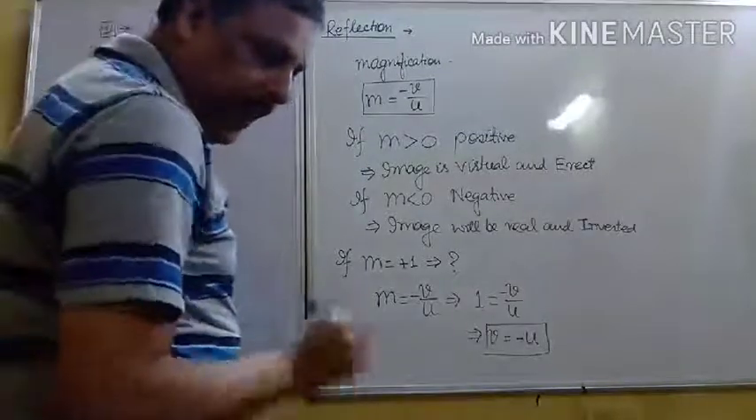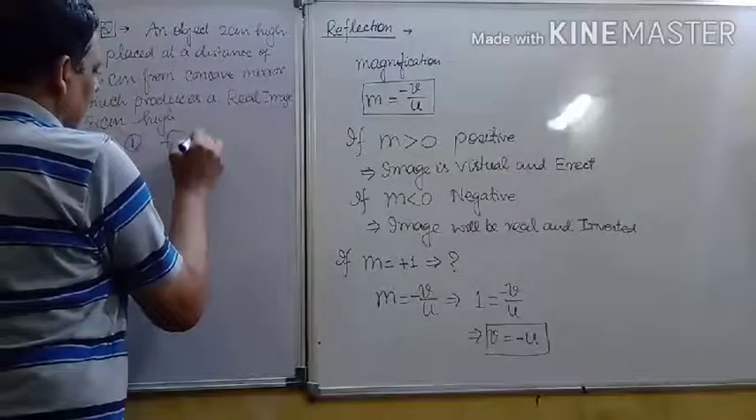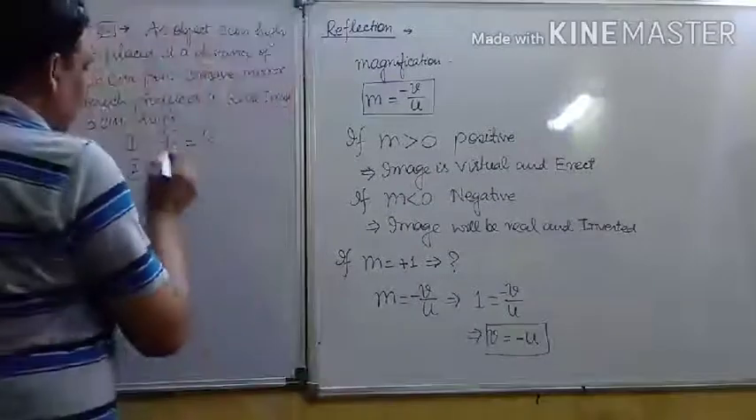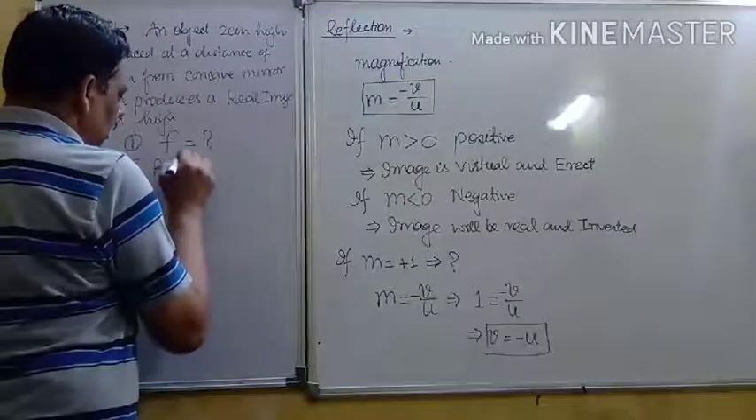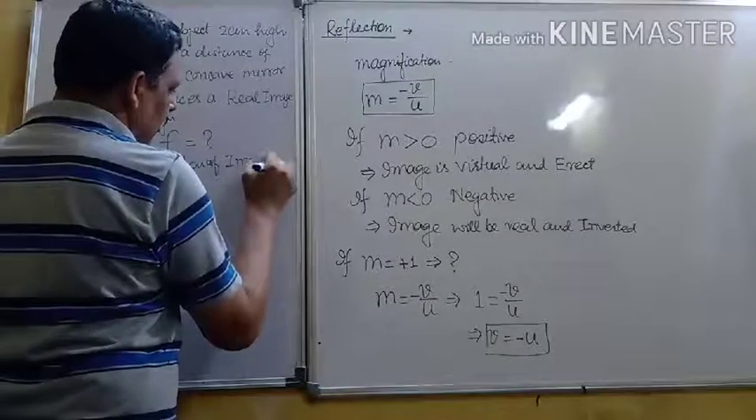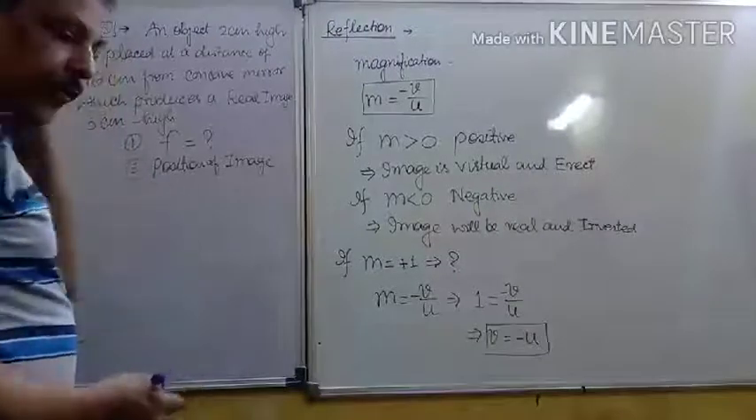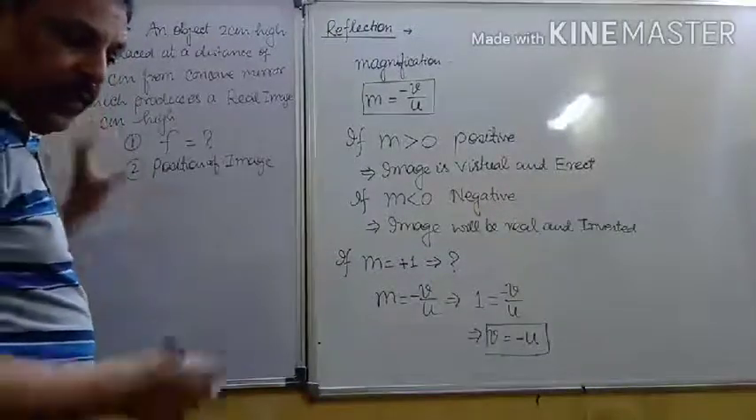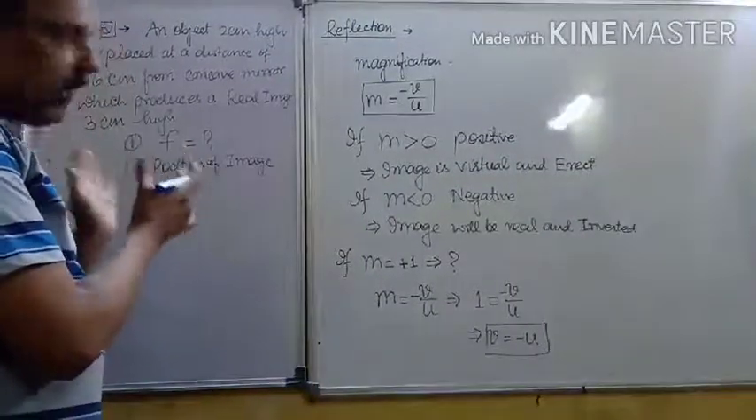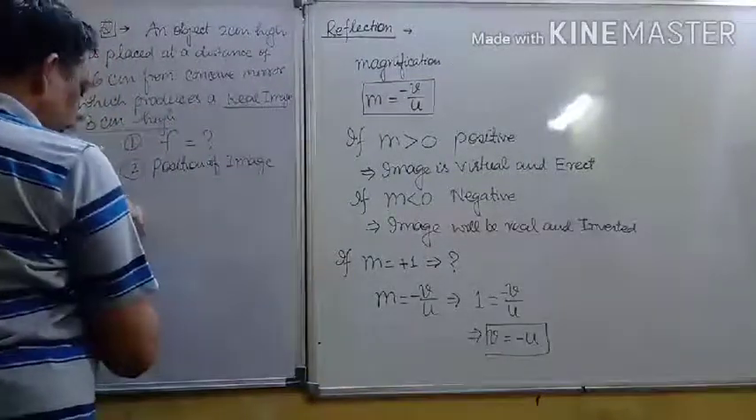Now, what do we have to calculate? What is the focal length of the mirror? Second, we have to calculate the position of the image. So dear student, to calculate this, first of all we have to see what is given in the question. This is the height of the real image.